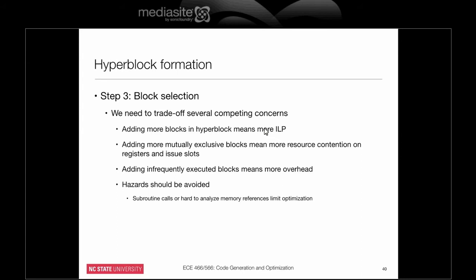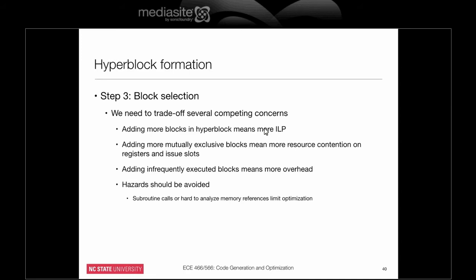Okay, and then there's another idea that comes into play here, and that is we want to avoid hazards. A hazard is anything that limits optimization. For example, a function call, a subroutine call, is a hazard because you'll actually leave the trace and go to that subroutine, and that could be bad. So we don't want to build a hyperblock that includes a subroutine call in general. It's bad only in the sense that it limits optimization, right? It's not bad for any other reason.